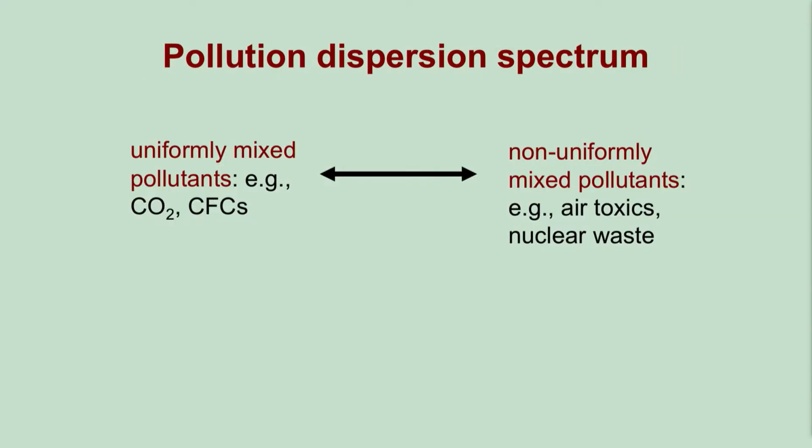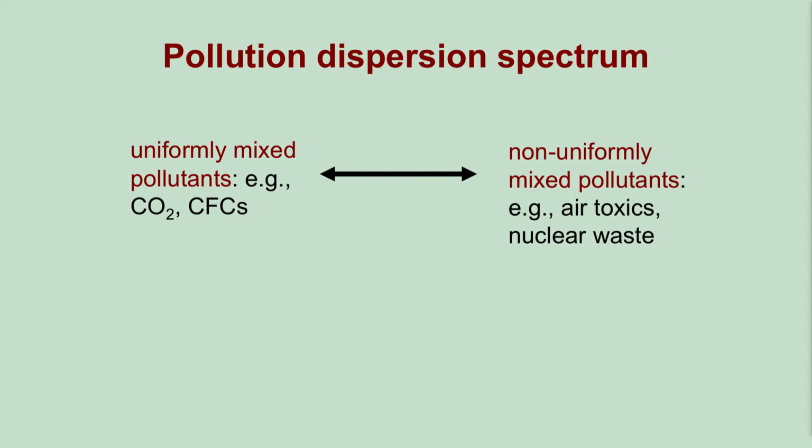Why is that? Well, part of the reason might have to do with what is sometimes called the pollution dispersion spectrum. At one end of the spectrum, you have what are called uniformly mixed pollutants, global pollutants: carbon dioxide emissions destabilizing the world's climate, chlorofluorocarbons, which cause the depletion of the ozone layer. It doesn't matter where the stuff's emitted, the effects are global. They're worldwide. They're uniformly mixed.